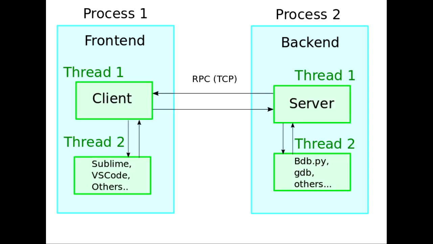One thread will be in charge of communicating with the thread of the other process, and the other thread will be in charge of performing the task which is particular to that process. The threads in charge of communication are usually called client and server, depending on whether they are on the front end or the back end.